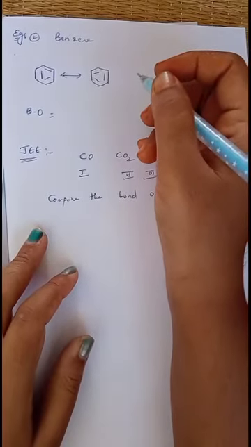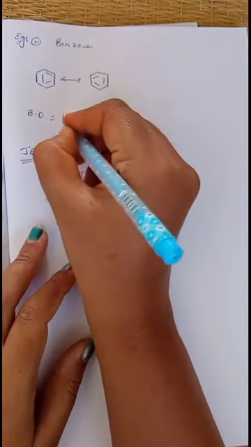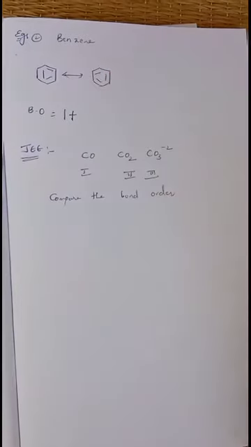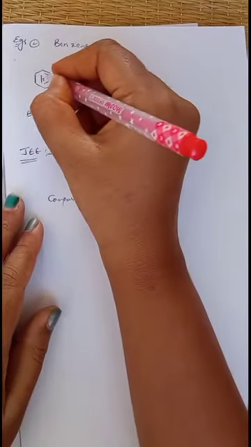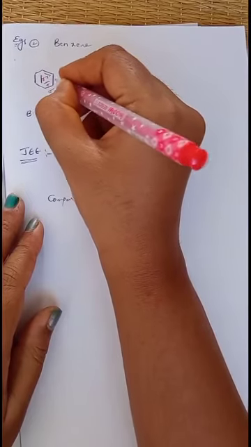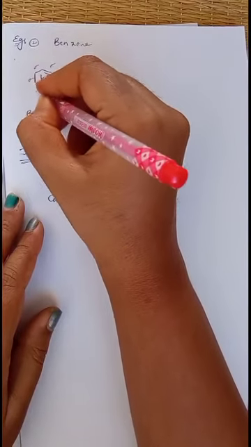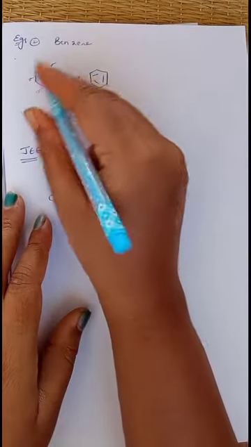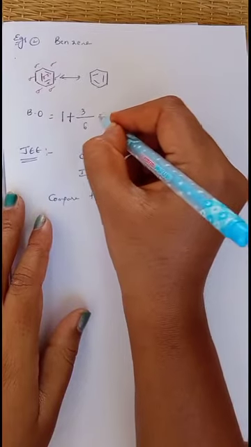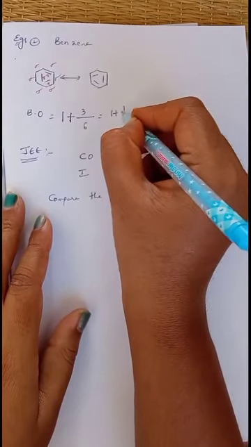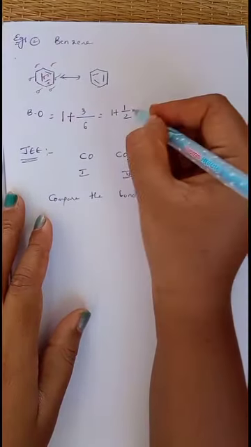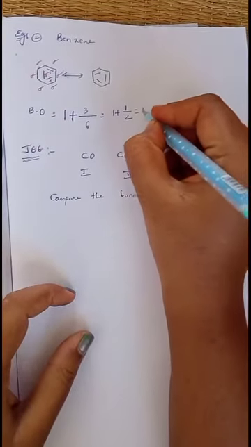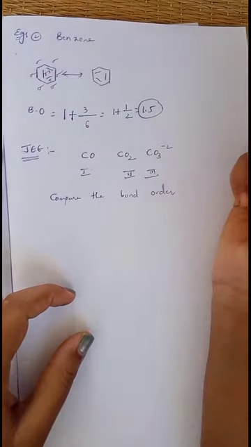Bond order based on number of bonds is 1 plus number of pi bonds. Total number of pi bonds are 1, 2, 3. These 3 are the pi bonds. And this is sigma, sigma, sigma, sigma, sigma, sigma. Total number of pi bonds are 3 divided by total number of sigma bonds, 6. So that is 1 plus 1 by 2, which is 1.5. So this is the bond order.